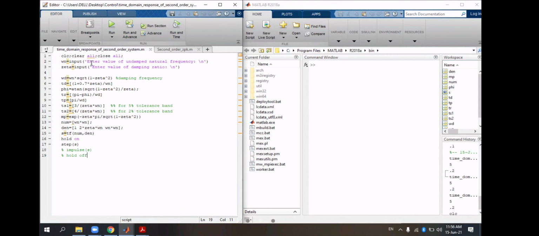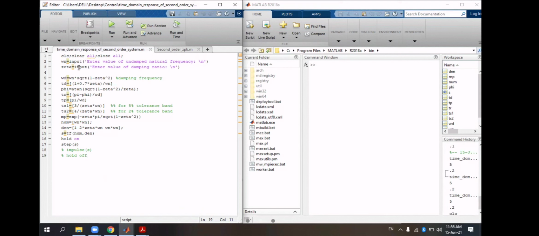Now for calculating time response specification, we will need a transfer function. So how to make this? We are taking two inputs from user. One is omega n, another is zeta. Zeta affects damping, the damping ratio. Then after taking these two inputs, we will calculate our transfer function. So see, now we will see one by one command.